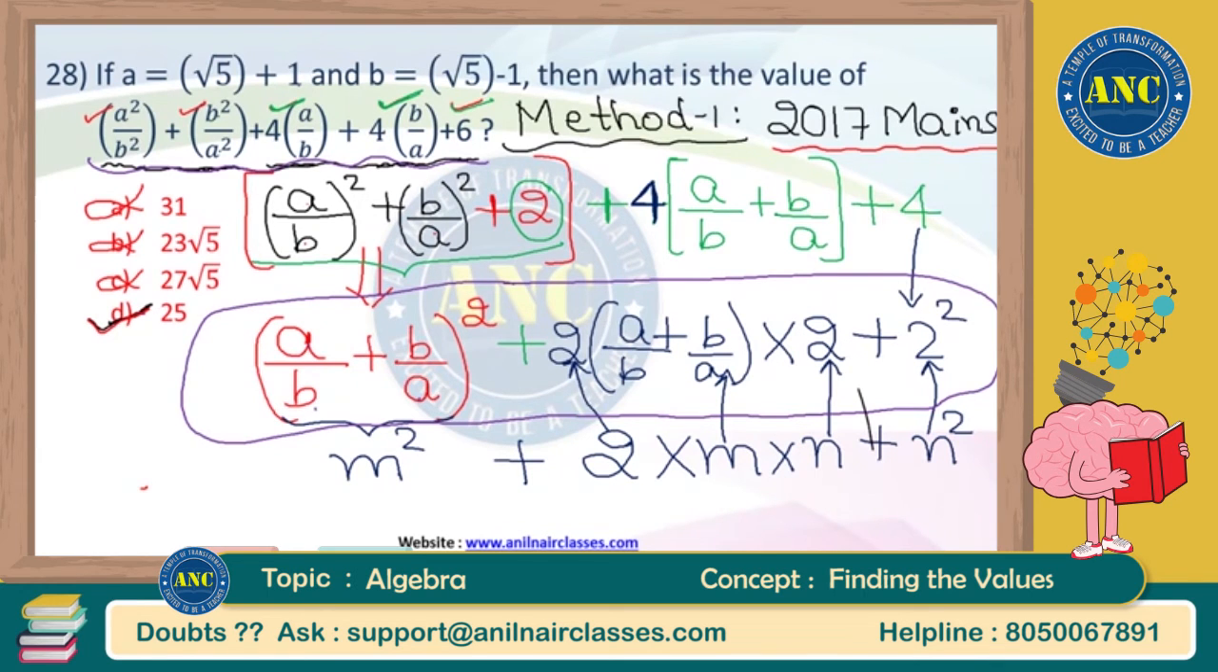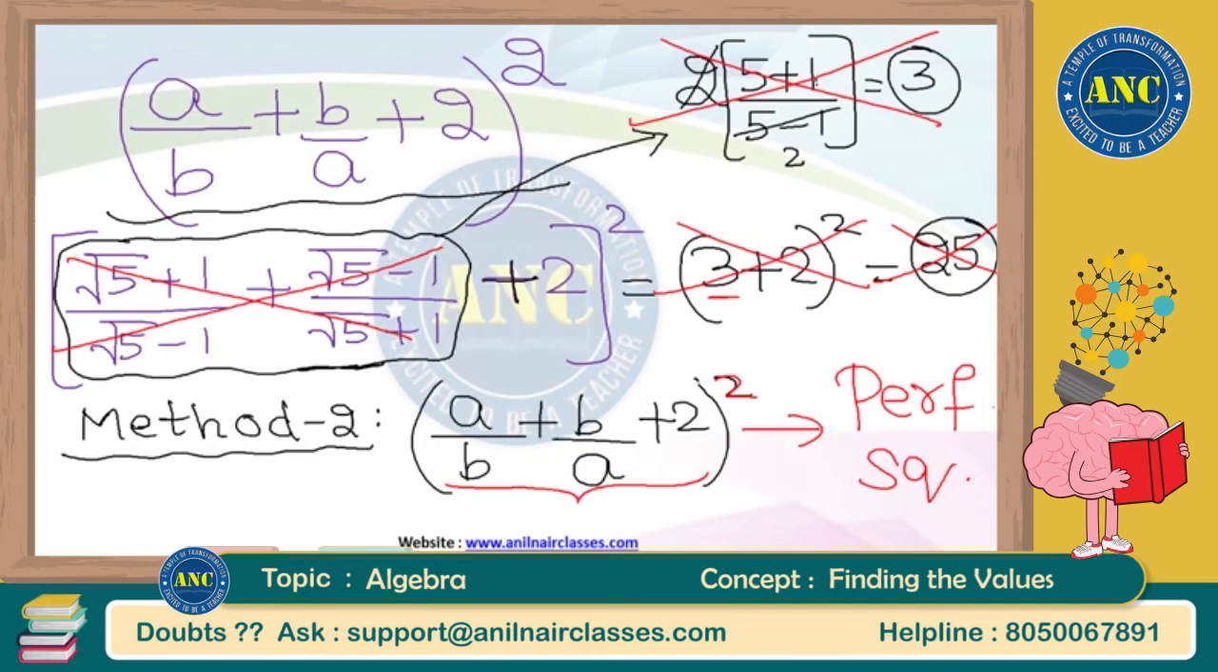You should be smart enough to say that the answer should be of a perfect square form, because the final answer should be (a/b + b/a + 2) whole square. That means the entire thing is squared, so the answer should be a perfect square. There is only one option which is 25. Mark it and move ahead.